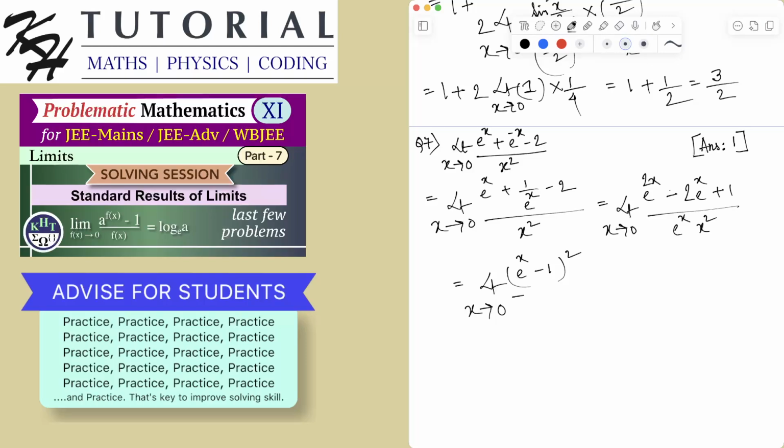So I am not writing it, we have x square. This is nothing but limit x tending to 0 of e to the power x minus 1 by x whole square. So clearly the limiting value of e to the power x minus 1 divided by x when x tends to 0 is 1. So this will be equal to 1 square, which is 1.